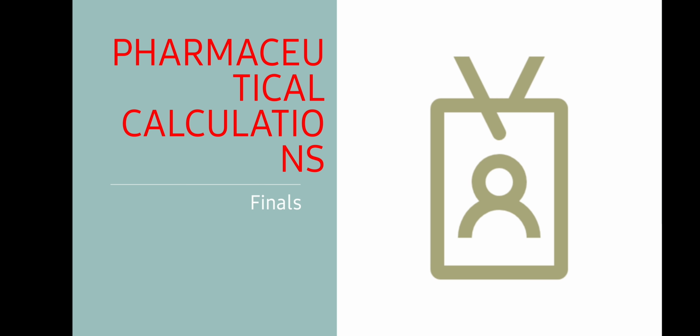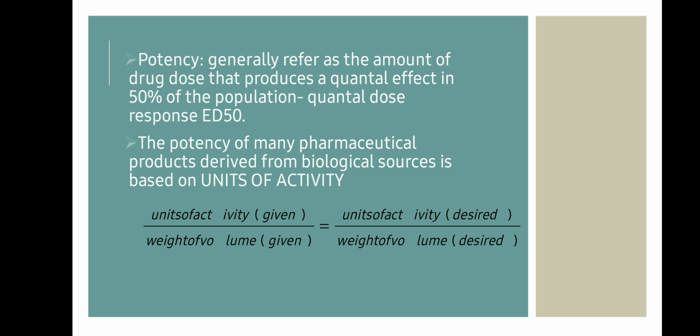This is your final topic for pharmaceutical calculations. So, ito yung ating topic. It involves calculations using units or yung milligram per milligram, microgram per milligram, and other measure of potency. So, what is potency? It is generally referred as the amount of drug that produces a quantal effect in 50% of the population, or the quantal dose response, effective dose 50.